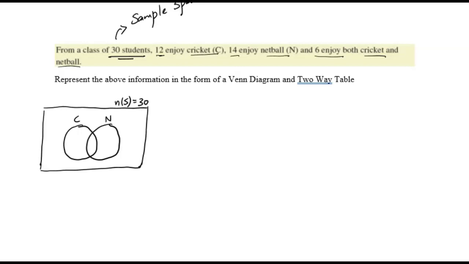Right, the best way to fill out a Venn diagram is to start from the middle. So the first thing I'm going to look for is whether there is any information that's common to both cricket and netball.